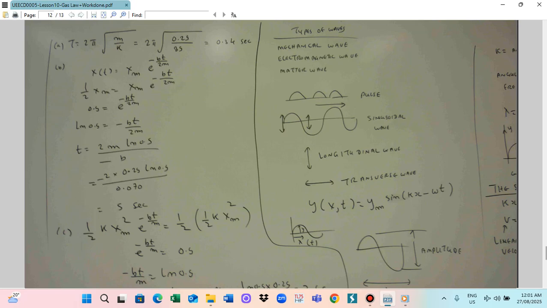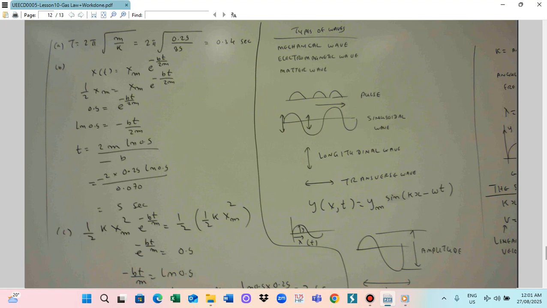There will be the types of waves: mechanical wave, electromagnetic wave, and the matter wave. So that is the type of wave. Mechanical waves are the waves happening in the spring. So those spring waves are the mechanical waves. Electromagnetic waves are generated by electric fields. Matter waves are like water waves. Those are the matter waves.